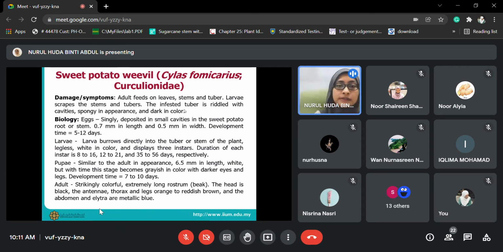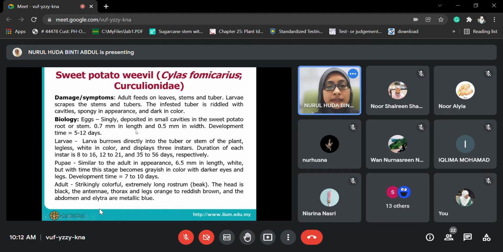So for the biology, usually this weevil, they lay eggs singly. Maksudnya singly adalah satu-satu. It doesn't mean that they lay only one egg per cycle. So it may be more than one egg per cycle. It's just that they lay singly. Maksudnya satu kat sini, and then maybe at the horizontal part ke dia akan lay eggs lagi satu. So dia bukan setumpuk.